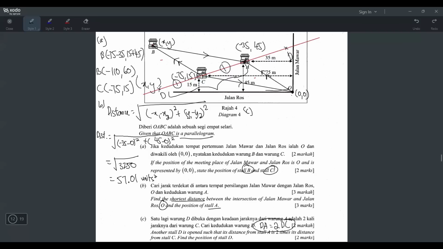But this is not the only possibility. The point D can also be here, right? Okay, let me ask you first. Is it possible for D to be here? Let's think about this. DA is 2 times DC. It means if the DC ratio is 1, DA is 2. So is this possible? Yeah, it's possible. It's possible to find point D this way.